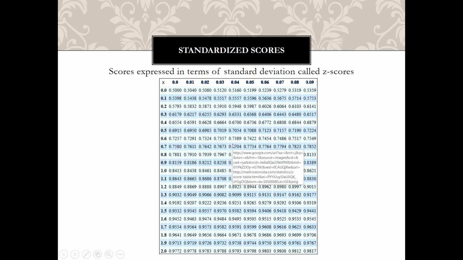Another way that descriptive statistics can represent the data are looking at standardized scores. And one of the standardized scores that we use is the z-score. And the z-score shows how many standard deviations a given score is, either above or below the mean distribution, or how different is this individual score from the rest of the data.